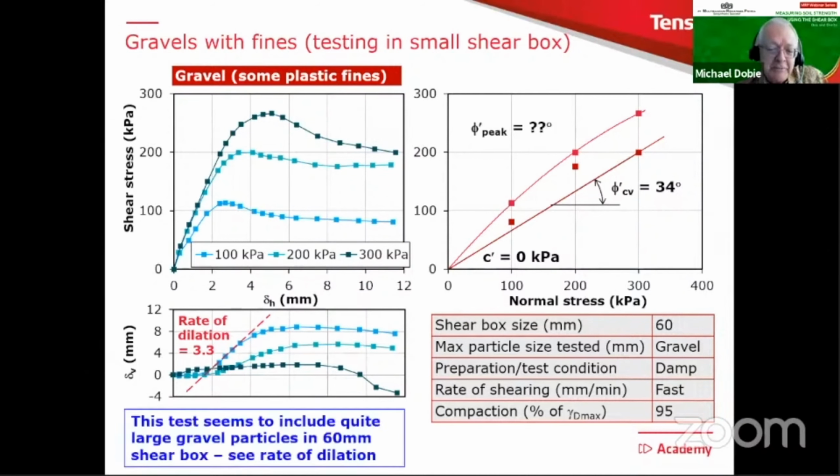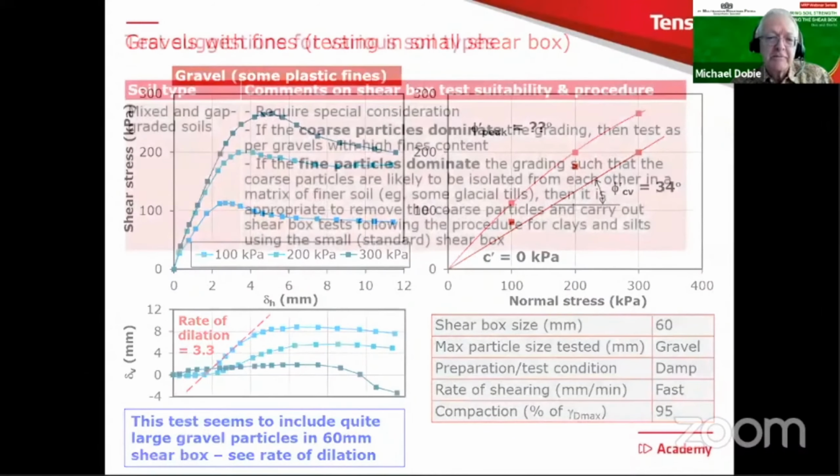Difficult to imagine how that can happen. So you have to be a bit suspicious of this test. And you'd have to be very careful how you interpret it. So really, if you put gravels in a small shear box, you're going to get some unusual or strange looking results.